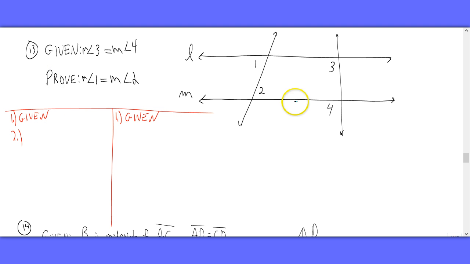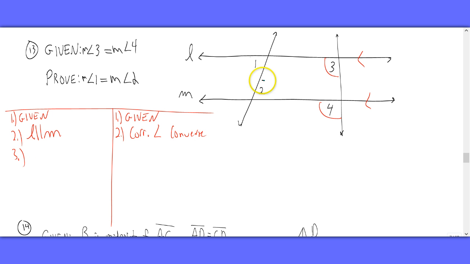And here is proof number 13. We have the given again. Measure of angle 3 equals measure of angle 4. And because those corresponding angles are equal, I can say that L is parallel to M, and that is the corresponding angles converse. Because the corresponding angles are equal, I can say that L is parallel to M.